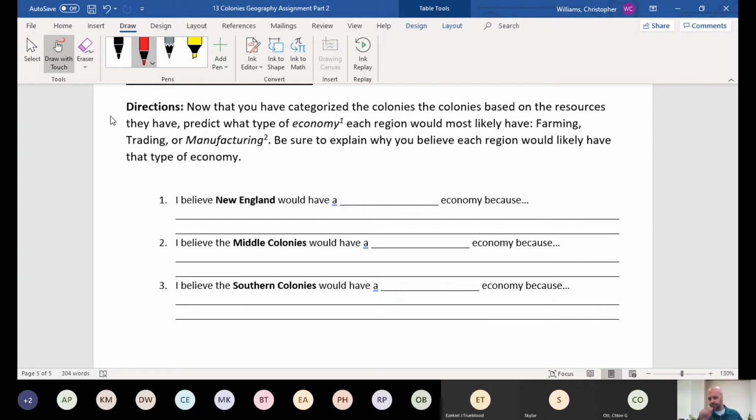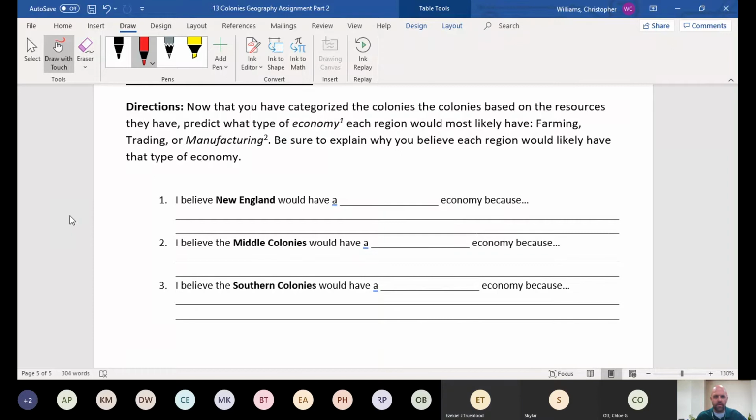Okay, so we can do this one of two ways. We can do which one we think is the most obvious and fill that in first, or we can go in order. But I think to do a process of elimination, let's go ahead and write in what we think is the most obvious answer. So which one do you think we could answer in the most obvious way? Which region? Southern. Okay, let's start with Southern.